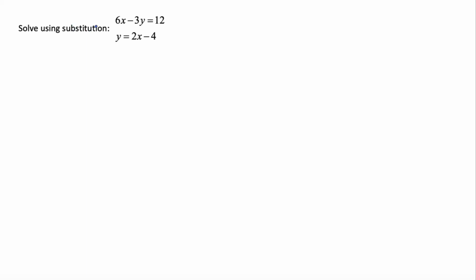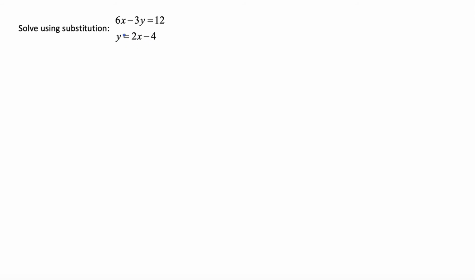Solve using substitution. So we have the system of equations, and the first equation is 6x minus 3y equals 12, and the second equation, y equals 2x minus 4. So by substitution, this one's already set up pretty nicely. We see that the y is by itself in this case.